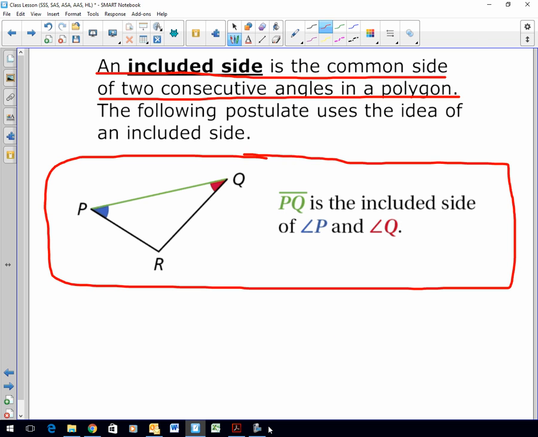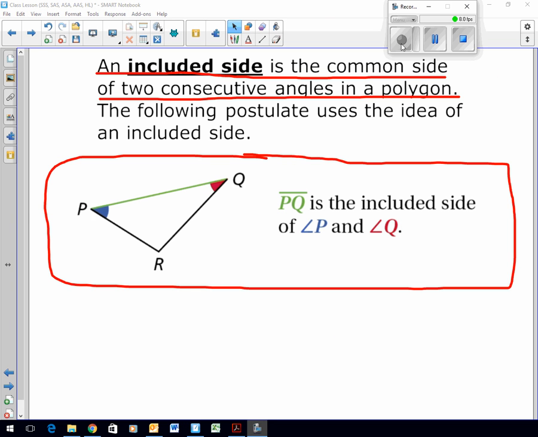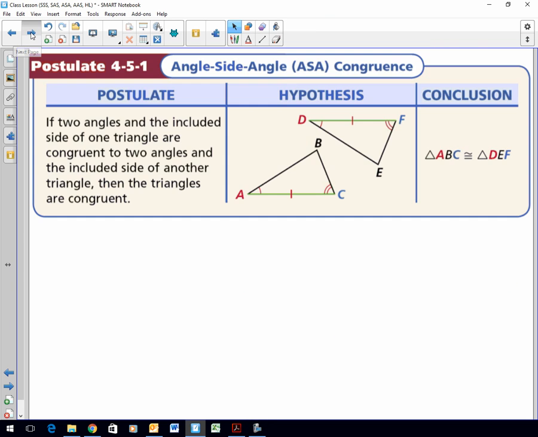I might have a side and angle test in a triangle soon. Good for you, Cameron. All right.